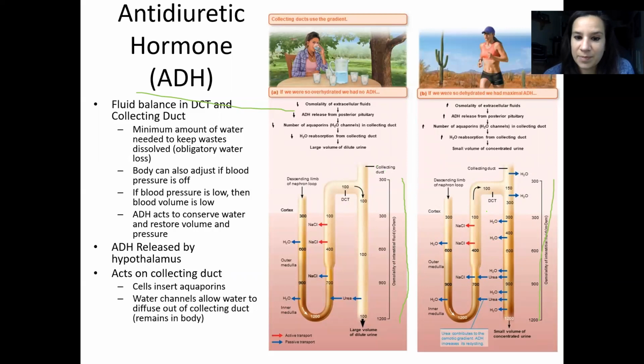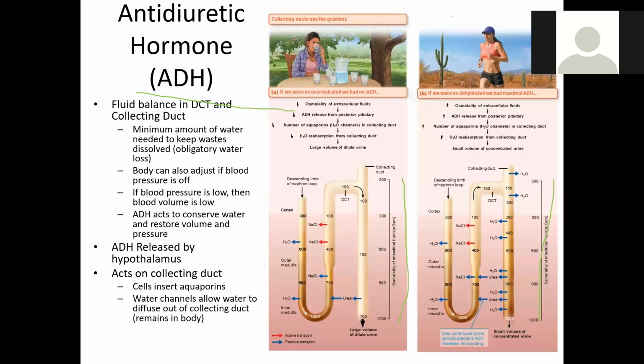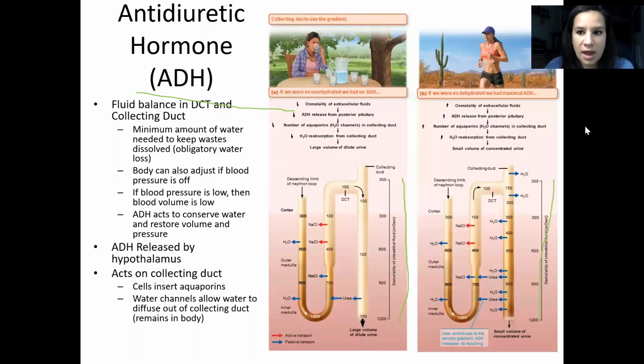Again, at the top of the collecting duct, just like at the top of the nephron loop, the concentration of the interstitial fluid in the kidney is 300 milliosmoles. That's our normal. But as the collecting duct continues to pass through the renal medulla, it's going to be subjected to that same gradient. So this is going to give us one last chance to reabsorb any additional water.